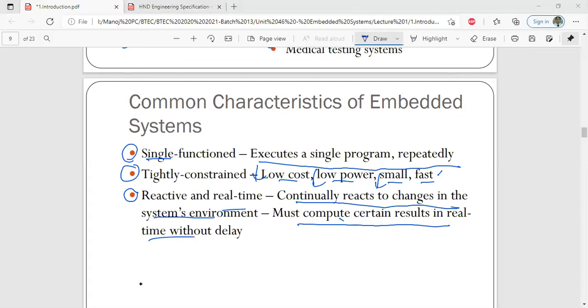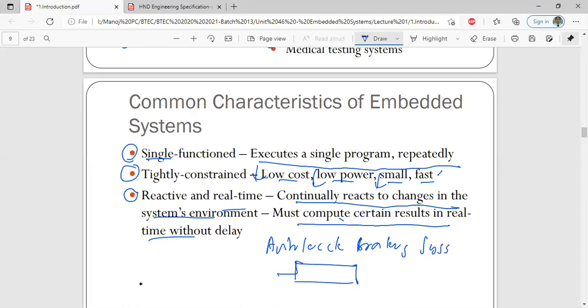It should continually react to changes in the system's environment, and it must compute certain results in real time without delay, right? If you consider the anti-lock braking system, it should work in real time. And one good example to identify what is an embedded system is something like this.